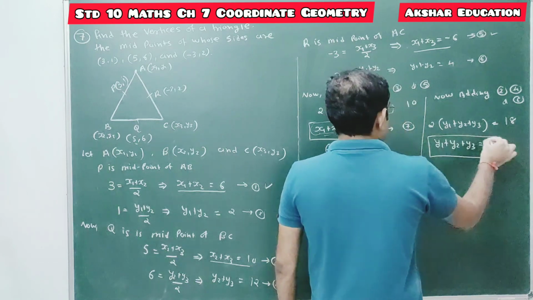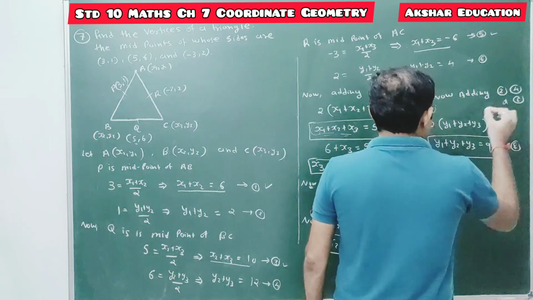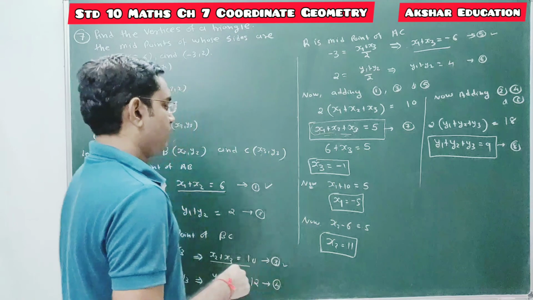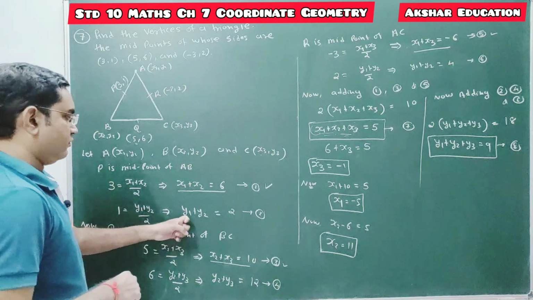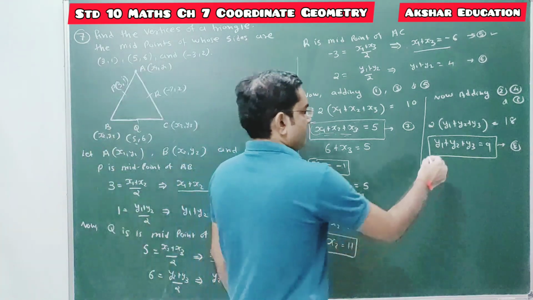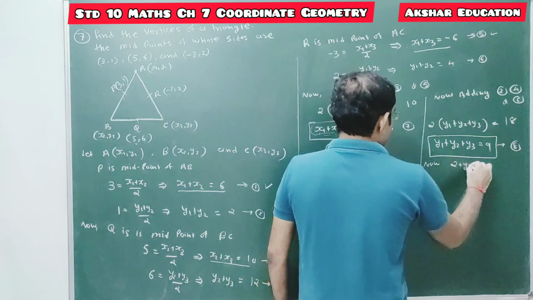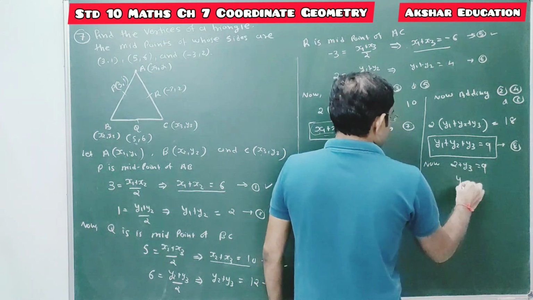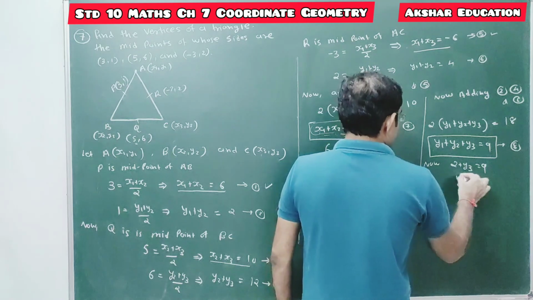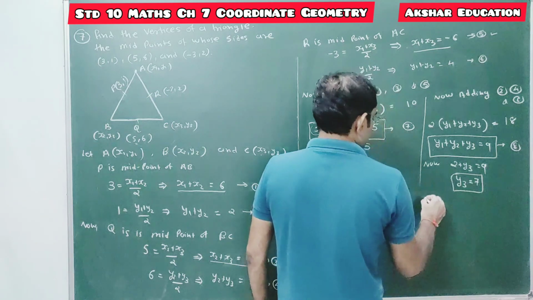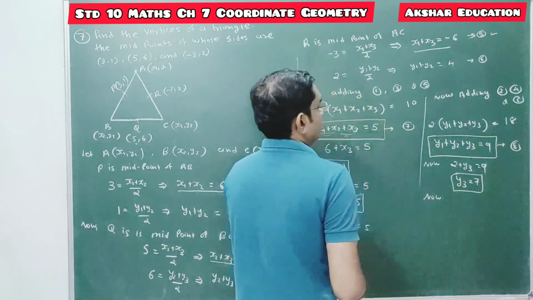Say this one as equation number 8 बोल दो. Now put value of equation 2. So y1 plus y2 is 2. So it's 2 plus y3 equal to 9. So we are getting y3 equal to 7. Now put equation 4.